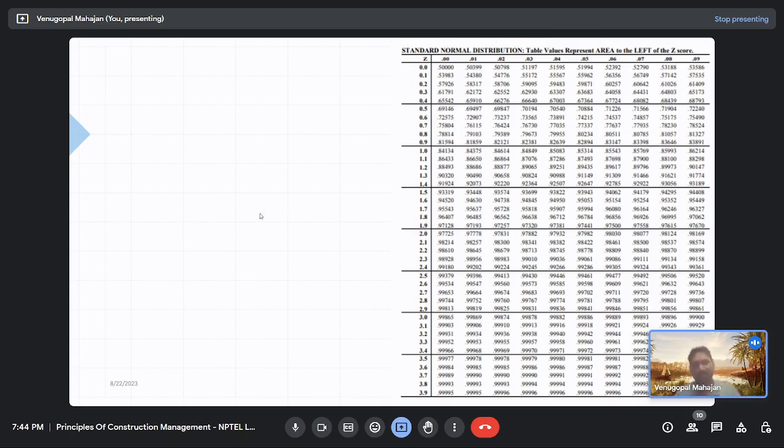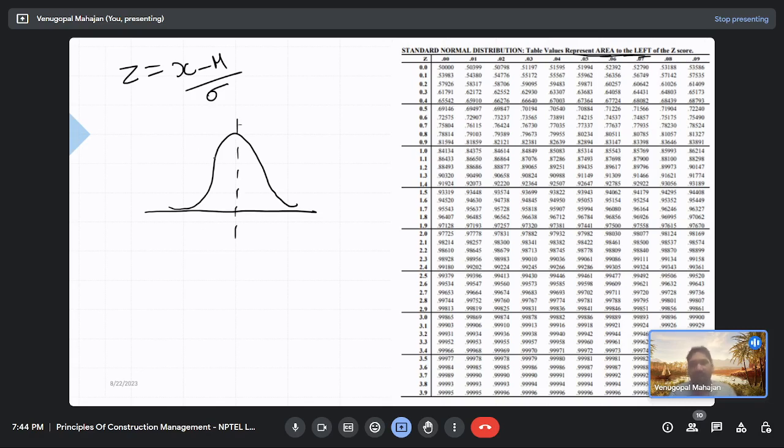So let's try to understand it. What is Z? Z is equal to (x minus mu) by sigma. Okay, what is given here? Table value represents area to the left of Z score. Okay, so if you have got a, let me make it more symmetrical if I can. Okay, that is the best I could do. Yeah, so if this is your mu, you know that this is the 50% for the normal distribution curve, this is 100%. So the area to the left here, you would say it is 50%.